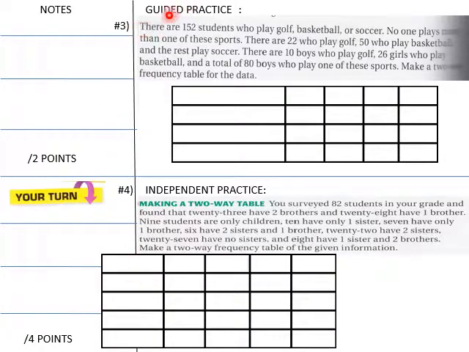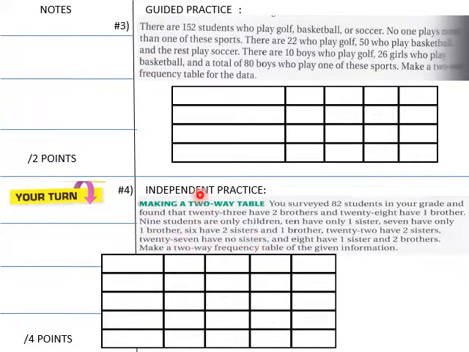Okay, so our next guided practice. 152 students play golf, basketball, or soccer. No one plays more than one of these sports. 22 play golf, 50 play basketball, and the rest play soccer. 10 boys play golf, 26 girls play basketball, and a total of 80 boys play one of these sports. Make a two-way frequency table for all this data up here.